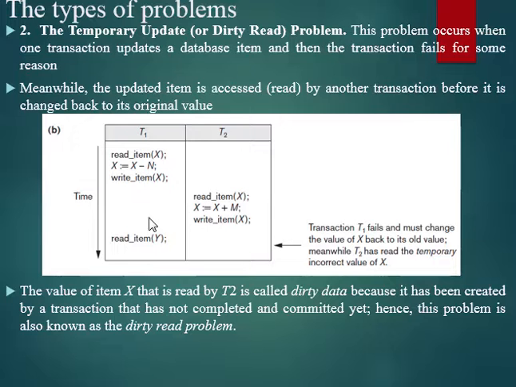So now what happens to T2? T2 completed its operation and went out of the system, believing that it stored the value 60 in the hard disk, but in the meanwhile T1 rolled back and restored the value back to 50. So that is the temporary update problem or dirty read.